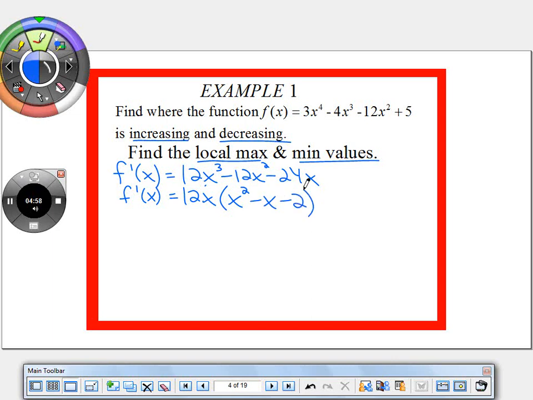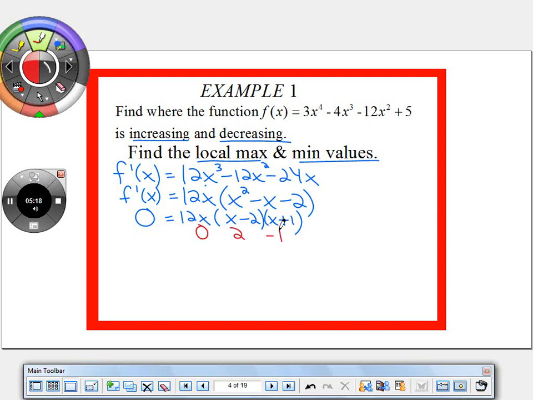So then we're going to set your first derivative equal to 0. Remember, that's how we find our critical numbers. Make sure everything's factored: 12x times (x minus 2) times (x plus 1). And you can tell your critical numbers are 0, 2, and negative 1.